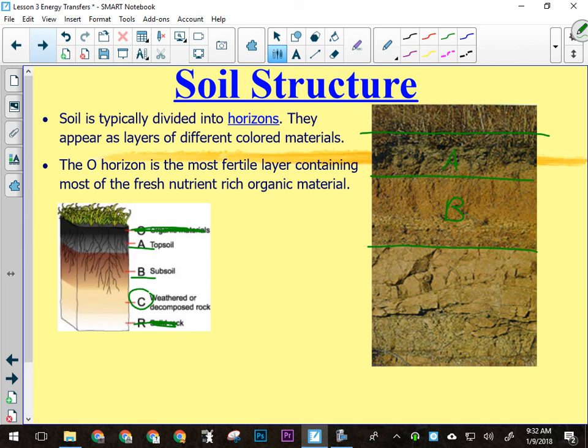Okay, but it can't go any further than this because down here is the parent material, the rock, the bedrock, okay, the C horizon. Okay, questions on A, B, and C horizon? Okay, they're very different wherever you go.